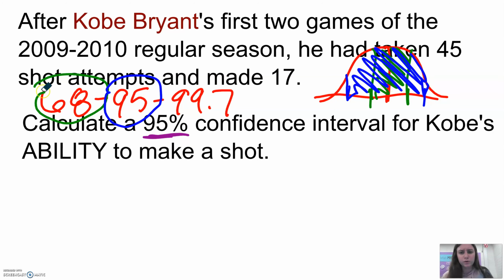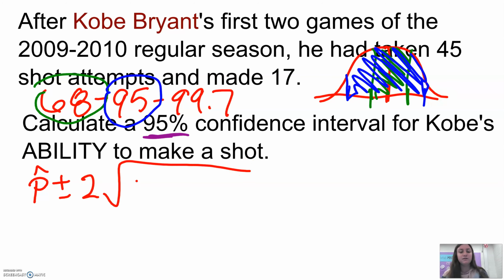So you should have this fancy equation that says we're going to take p hat, our performance that we have, as our center. And we want to find 2, so that's our 2 from within 2 standard deviations. And essentially this is how we find the standard deviation. We take p hat and then we do 1 minus p hat, all divided by n.